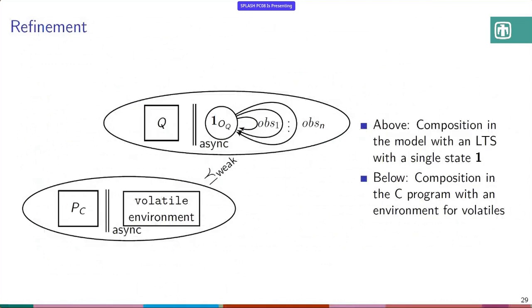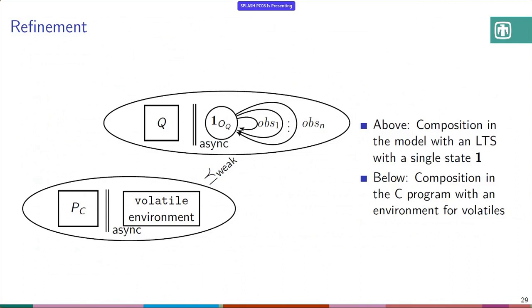So put a different way, I'll give you the trick, which is to say we have our abstract model Q, and we have our concrete model P sub C, and we asynchronously compose these both with things that are models of each other. This is how we get the refinement. The volatile environment, we can think of as essentially a labeled transition system with a single state, which represents the environment, and all the observables, these transitions being modifications of a volatile variable or memory-mapped IO or whatever hardware you might want to model.